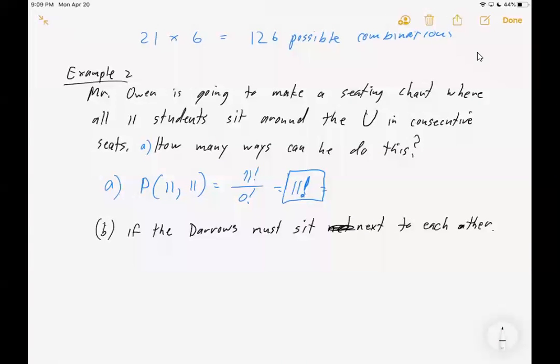Okay, the first thing that happens here is we're down to 10, I guess 10 blocks, because the Darrows count as one block and every other student counts as a block. So there are 9 non-Darrow children in the class and 1 pair of Darrows, okay? But the Darrows can switch, we'll just say left and right.